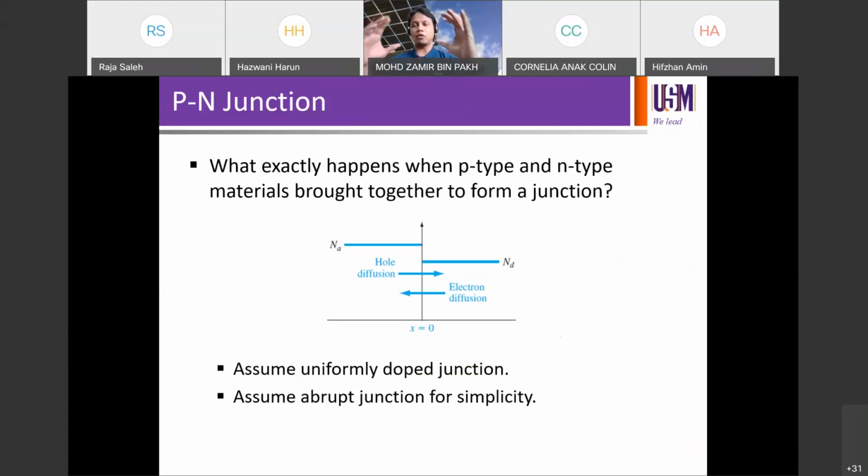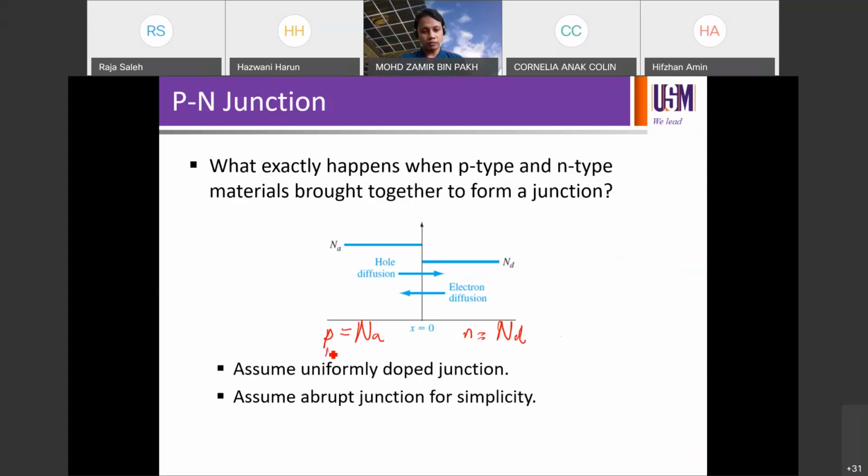So the level of holes as the majority carriers depends on Na, right? We've discussed before, the density of holes is given by Na, and we assume that the material experiences 100% ionization. Therefore, p is equal to Na. And on the other side, the density of electrons, which is the majority carrier, is equal to Nd. And we've also learned that in the p-type material, you also have minority carriers, right?